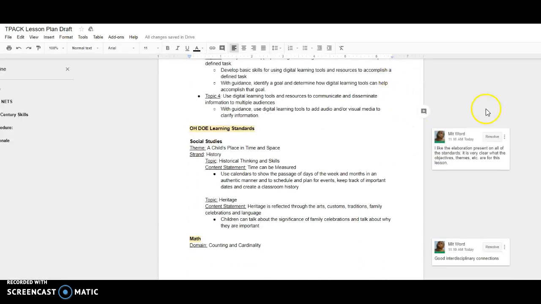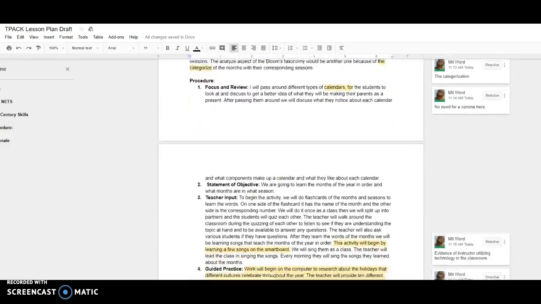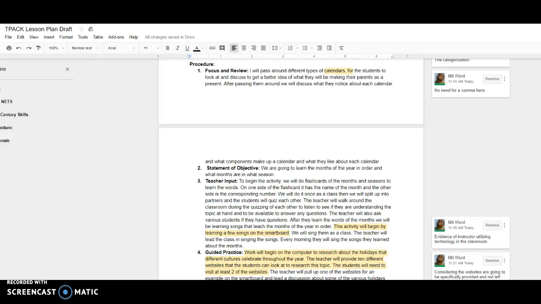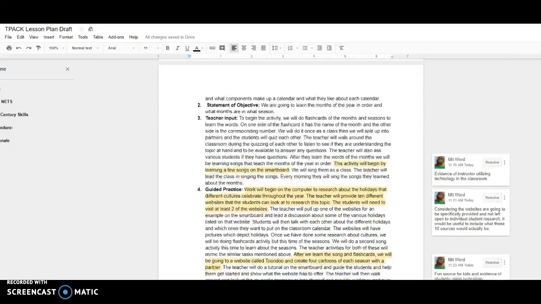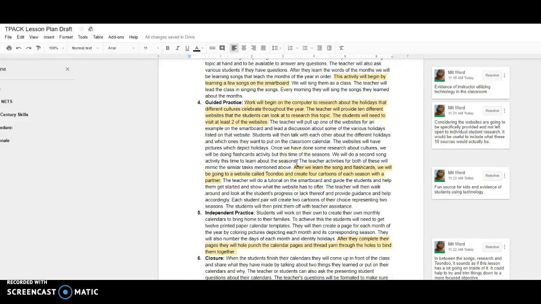In terms of the technology that the teachers and students use, scroll down here. There's definitely a lot involved in this lesson plan. A big part of what's going to happen is the students will be doing research using 10 provided websites. I already left a comment here saying I think it would be beneficial to actually include what those 10 websites would be, since they're not going to be searching on their own. These are going to be specific domains.